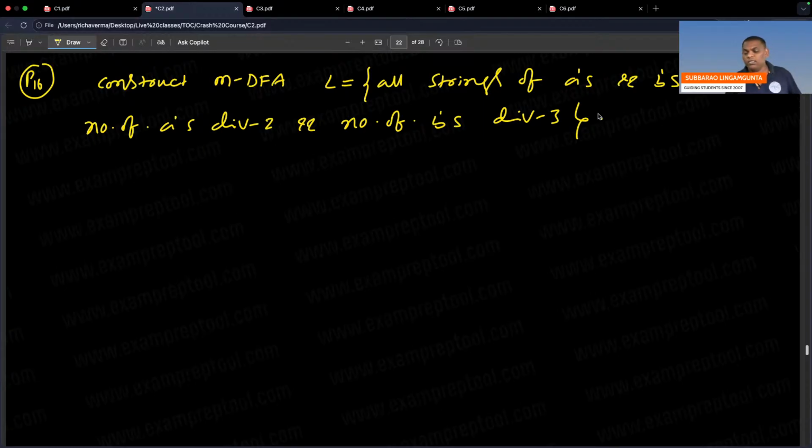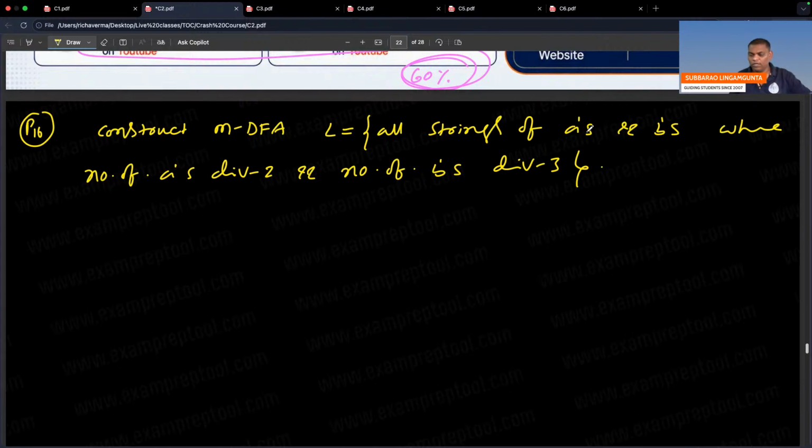Only A divisible by 2, you know very well, like the above problem, 2 states. Number of B divisible by 3, like the above problem, 3 states. So individually you know, but sometimes they will ask combinedly. What will be the answer? We'll see now.